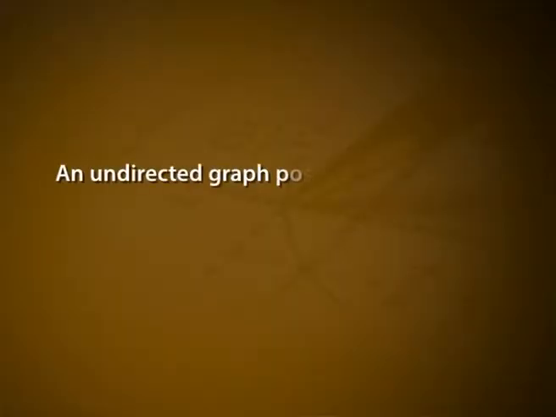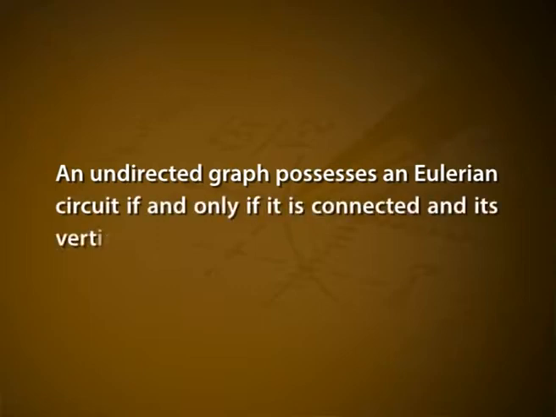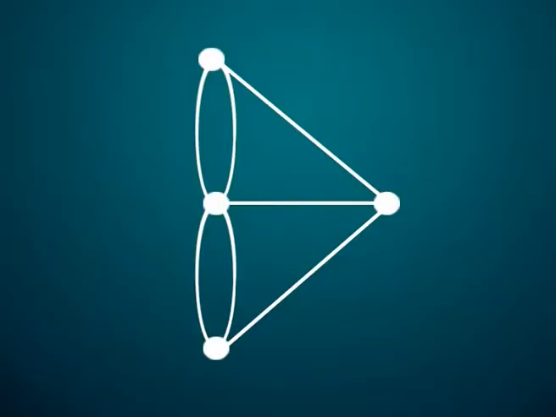The following corollary is useful. The corollary states that an undirected graph possesses an Eulerian circuit if and only if it is connected and its vertices are all of even degree. Now, let us look at the graph representing the Koenigsberg bridges. All the four vertices of it have degree 3. So, by the corollary, the graph corresponding to the Koenigsberg bridges cannot have an Eulerian circuit.